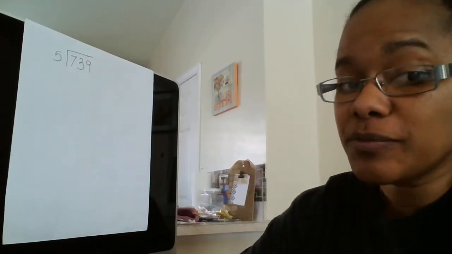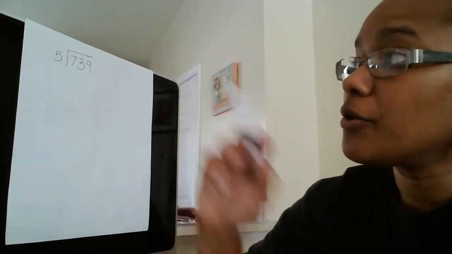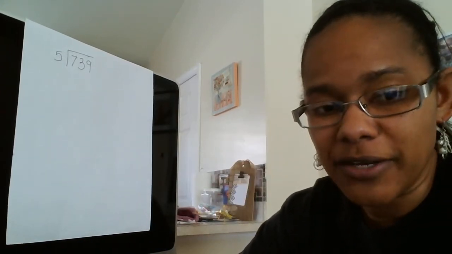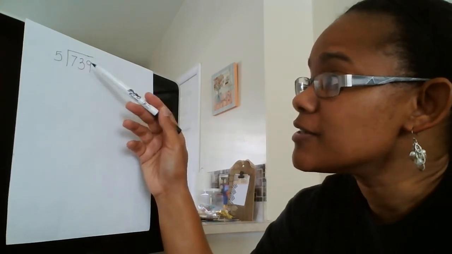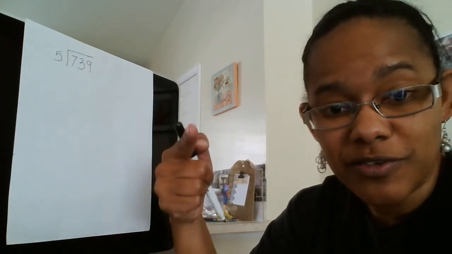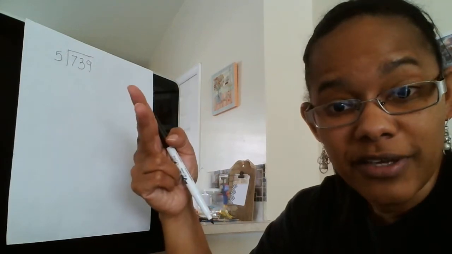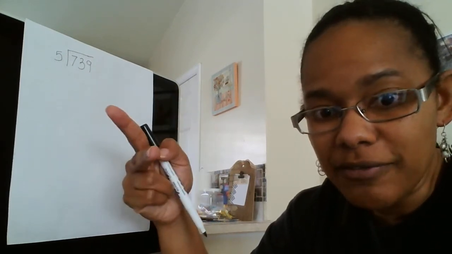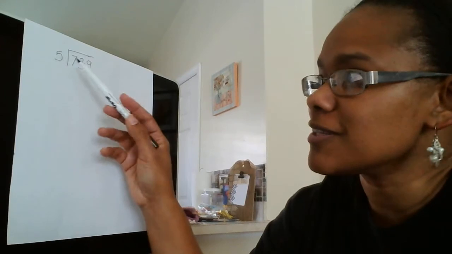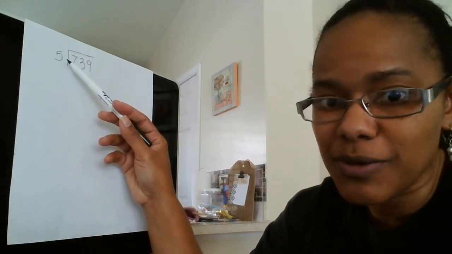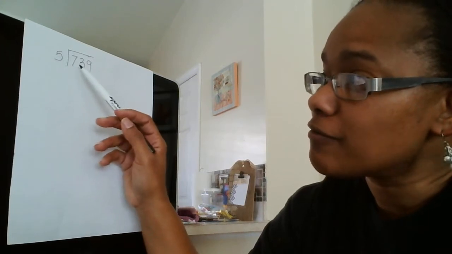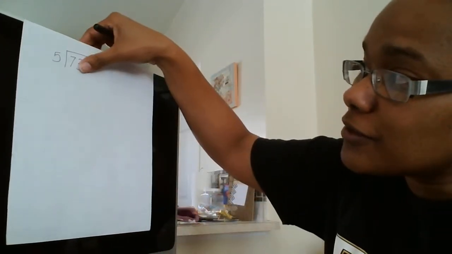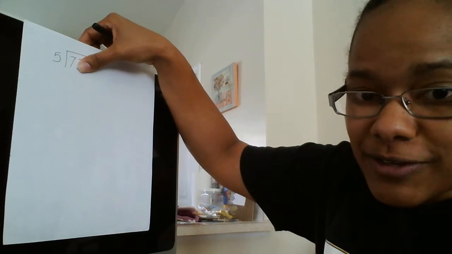Okay, just from looking at those numbers, I know that I'm going to have a remainder. How do I know that? Because this number, 739, doesn't end with a 0 or a 5. If it had ended with a 0 or a 5, I was not going to have a remainder, because that tells me that it's equally divisible by 5. So when I look at this number, the first thing I do is block off the 3 and the 9 and just look at the 5 and the 7.